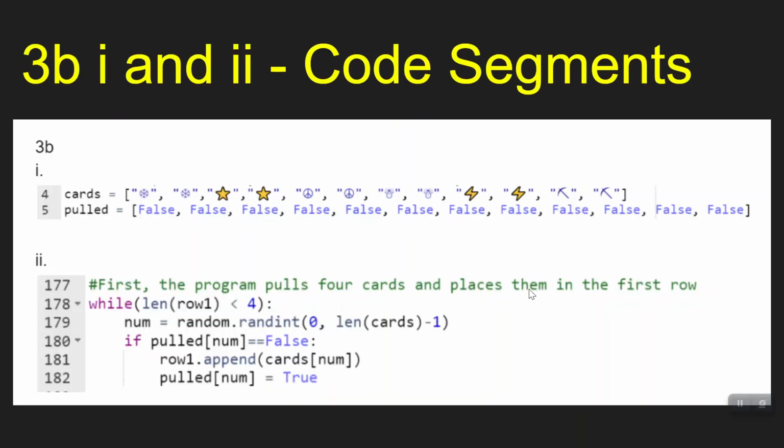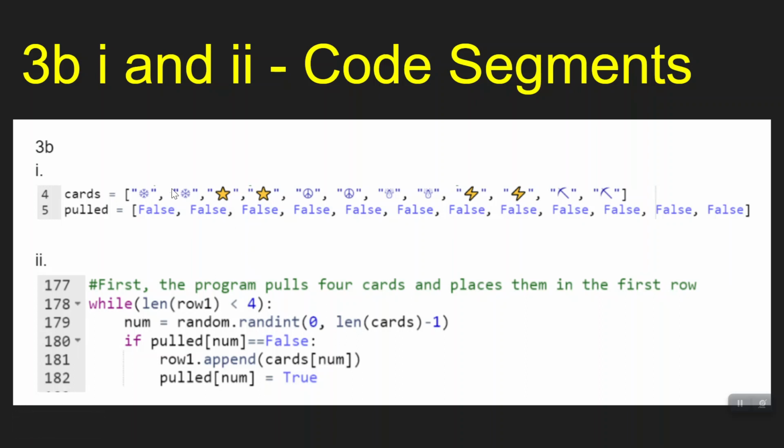Let's have a look at my responses for 3B. First off, I have to give them 2 code segments. I have to show them where the list is being created. So here's my list cards with all of my symbols, and then I have my corresponding list pulled, which initially is set to false. Later in the program, this is where I'm actually creating the game board for my player and pulling 4 cards at random and placing them in the first row.